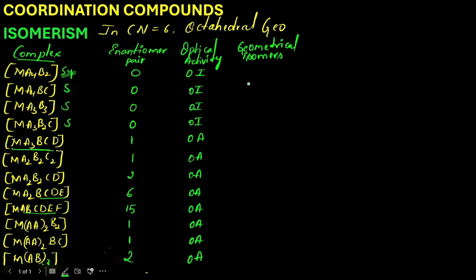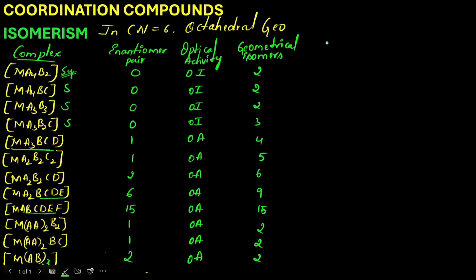The geometrical isomers possible for Ma4B2 type of complex is 2. I gave you the trick that it should be triple 2. Then 3, 4, 5, 6, 9, 15, again triple 2. This is how you can easily remember. It is triple 2, 3, 4, 5, 6, 9, 15, triple 2.